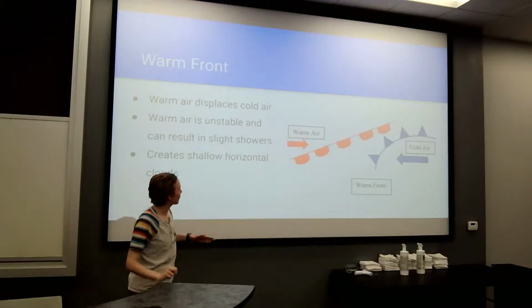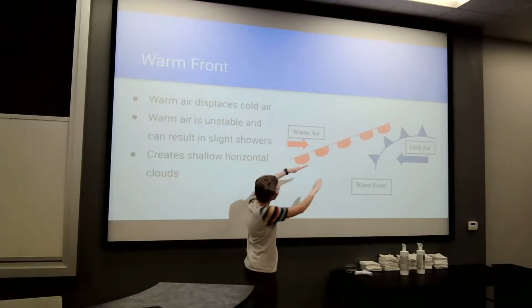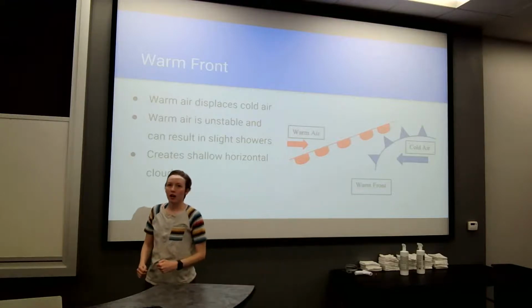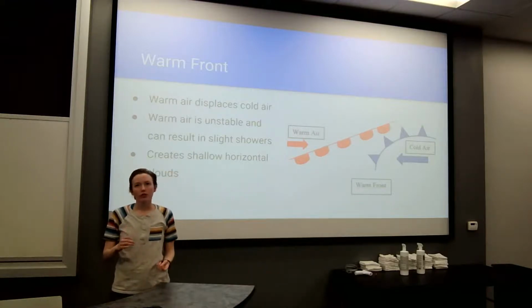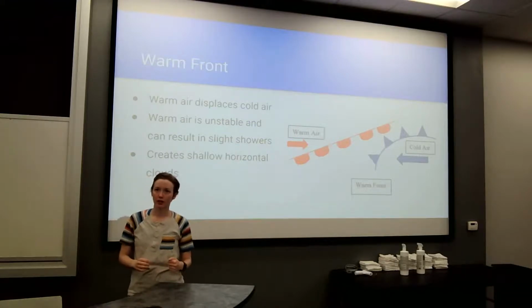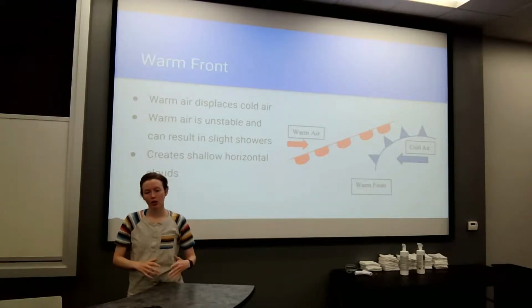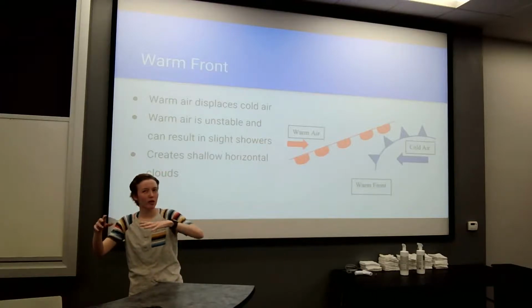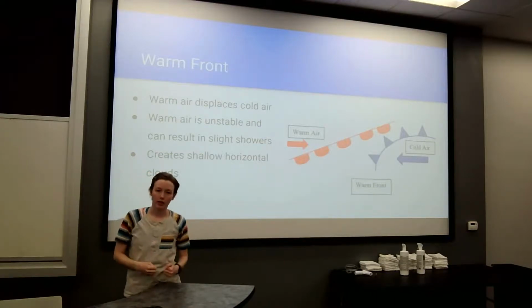So here we have our warm front. Our warm air is coming in, and our cold air is being displaced, as we can see in this lovely diagram. The warm air is going to be unstable and can result in slight showers, so it's probably going to rain. This creates shallow horizontal clouds, which you can see up in the sky when it's about to rain. This may be going to rain, but it's still warmer. This is what the clouds are going to look like.